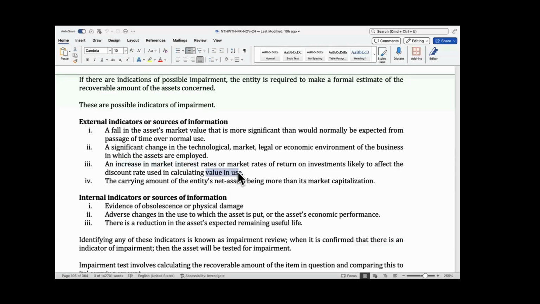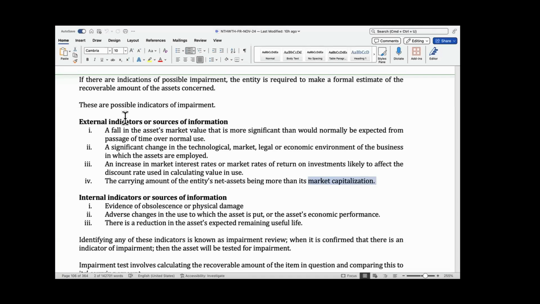So with CBN continually increasing MPR, for some entities, it could be a trigger to test the asset for impairment. It is because it's an indicator. And finally, it is if the carrying amount of an entity's net assets is more than its market capitalization. Imagine an entity that is quoted on the exchange. You are quoted on the Nigerian stock market, and your market capitalization is now lower than your book value, your net asset. It's a trigger, it's an indicator.